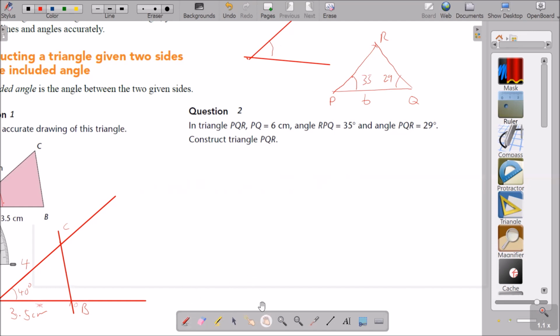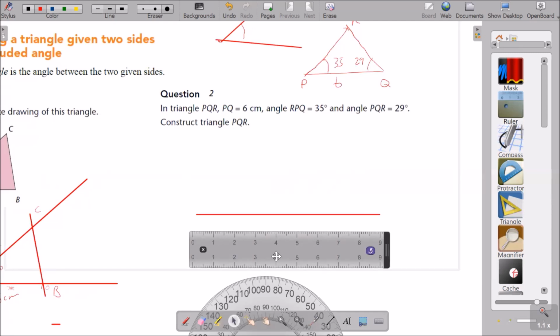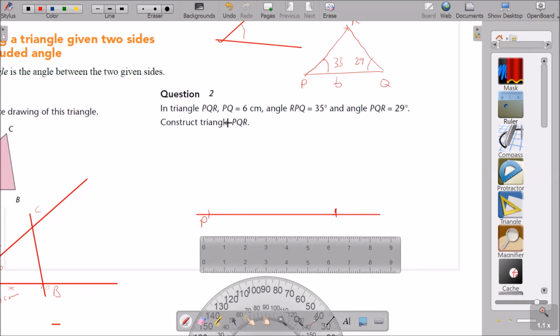Again, we take our instruments. I would start with my ruler, draw a horizontal line, mark the point P. So I'll call this point P. Then measure 6 centimeters from P. Make sure my 0 point on the ruler is exactly on P. Go to 6 centimeters, mark 6 centimeters on the line. So we can call this point Q. RPQ, so this angle at P is 35 degrees.